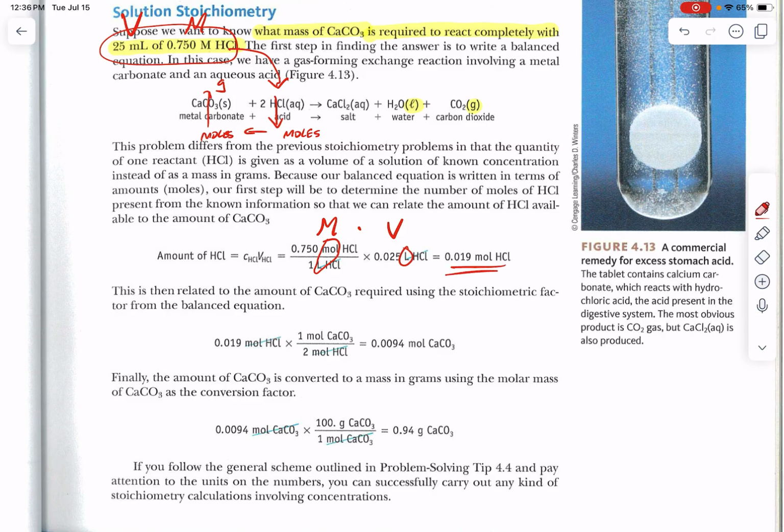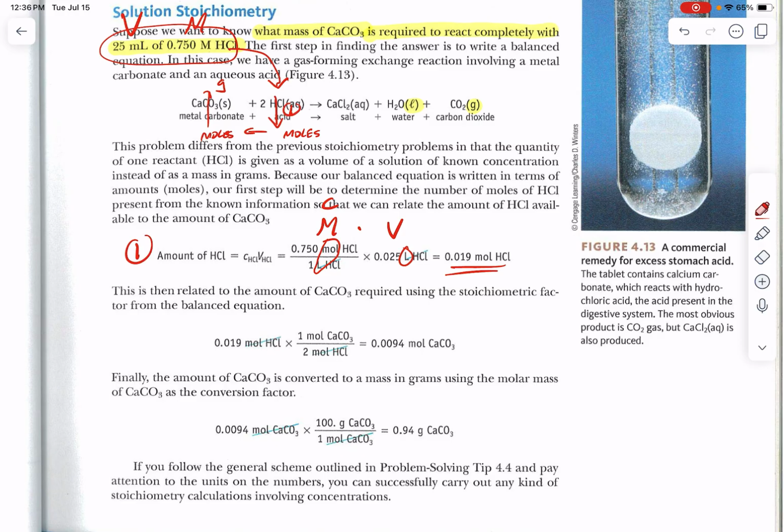Remember, in this textbook, they often use the letter C for concentration instead of the capital letter M for molarity. The lowercase c would be a little more generic because you can have other concentrations besides molarity, but molarity is the most common. So that takes care of step number 1 right there.